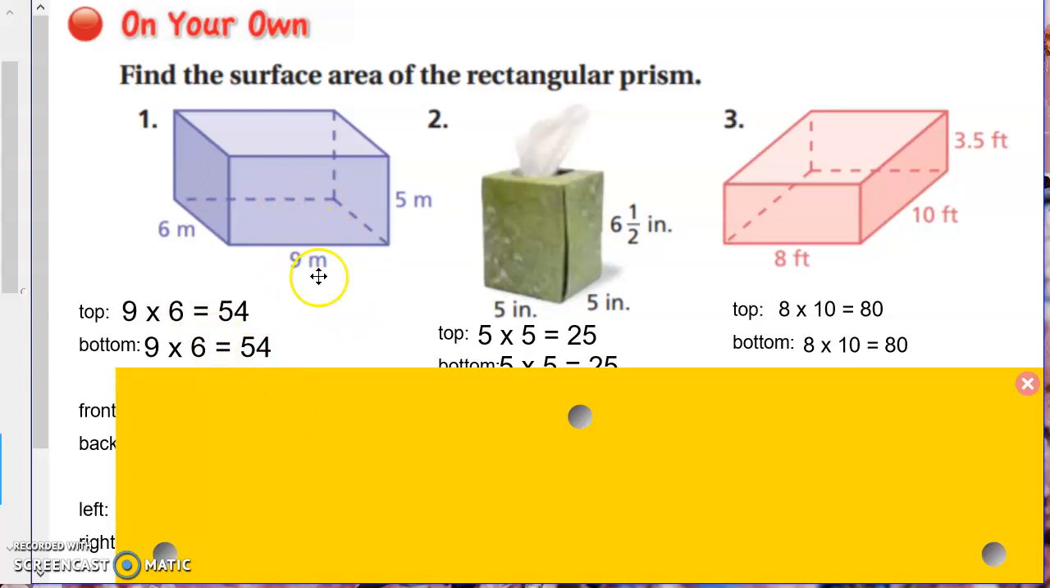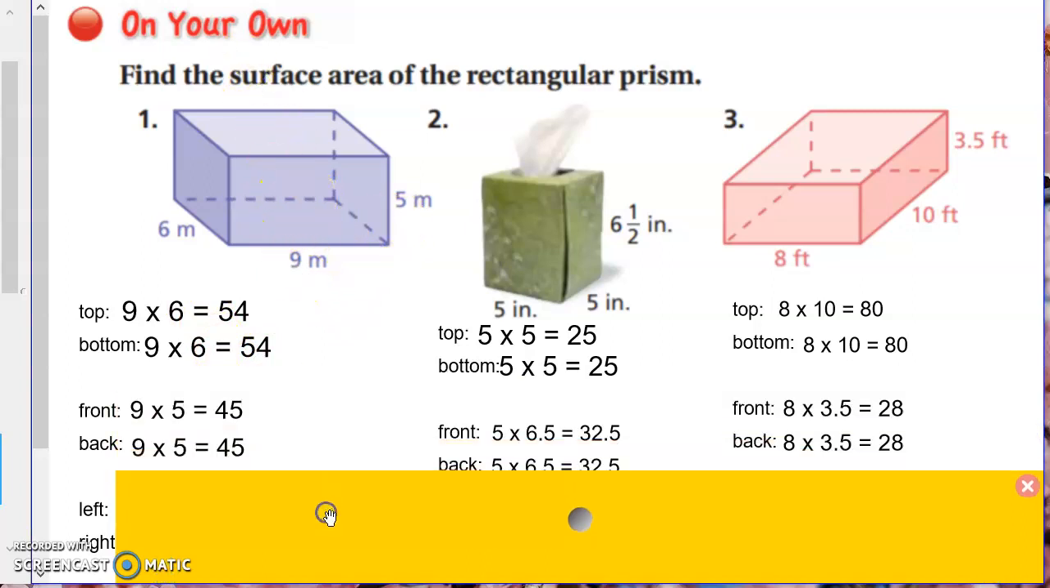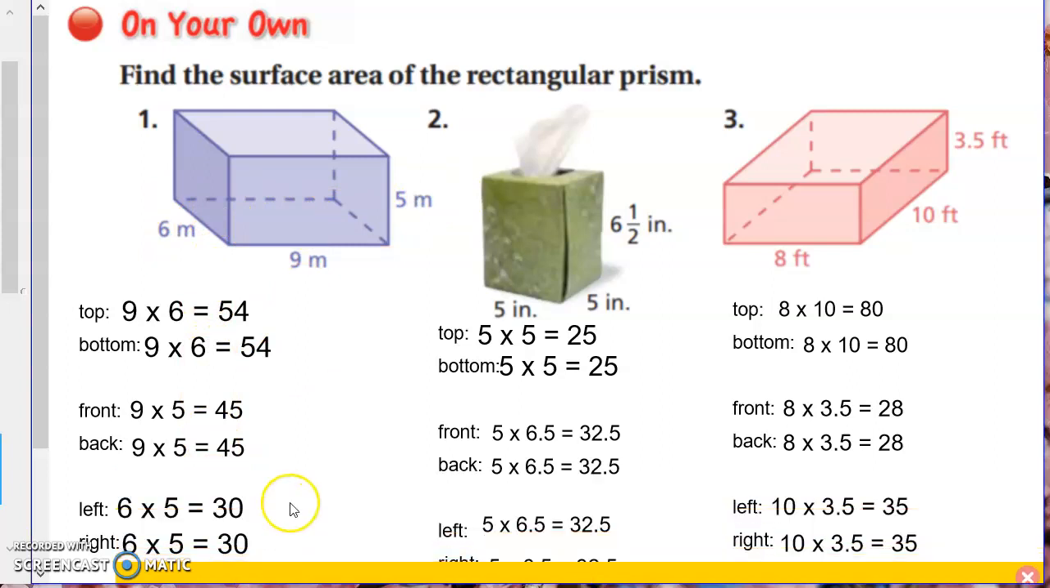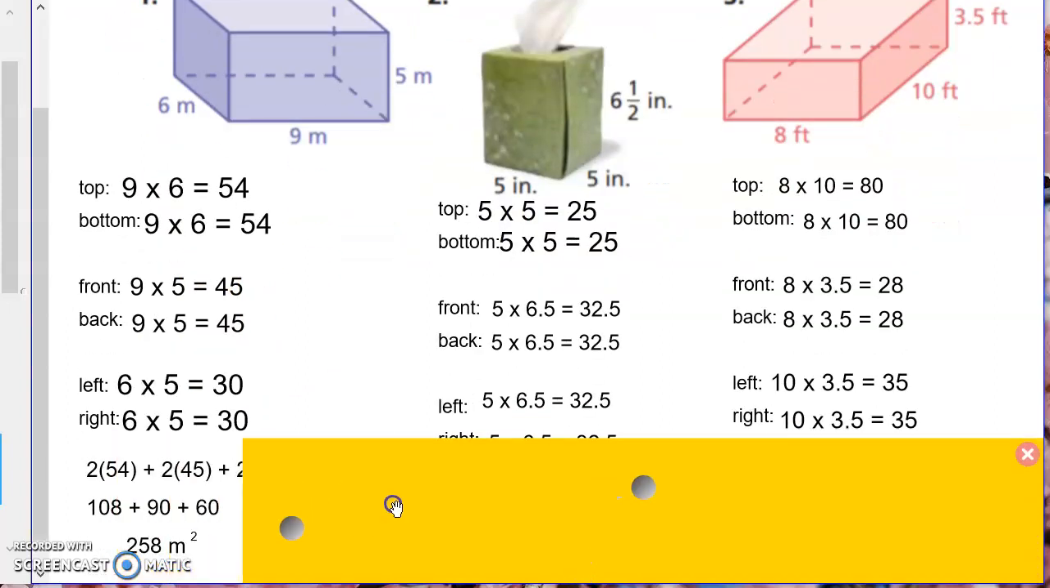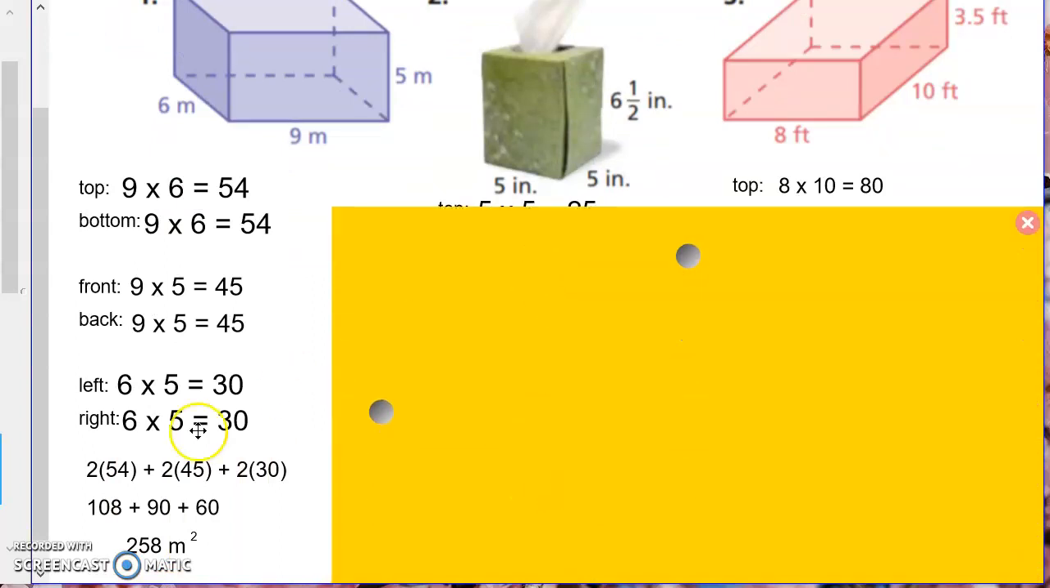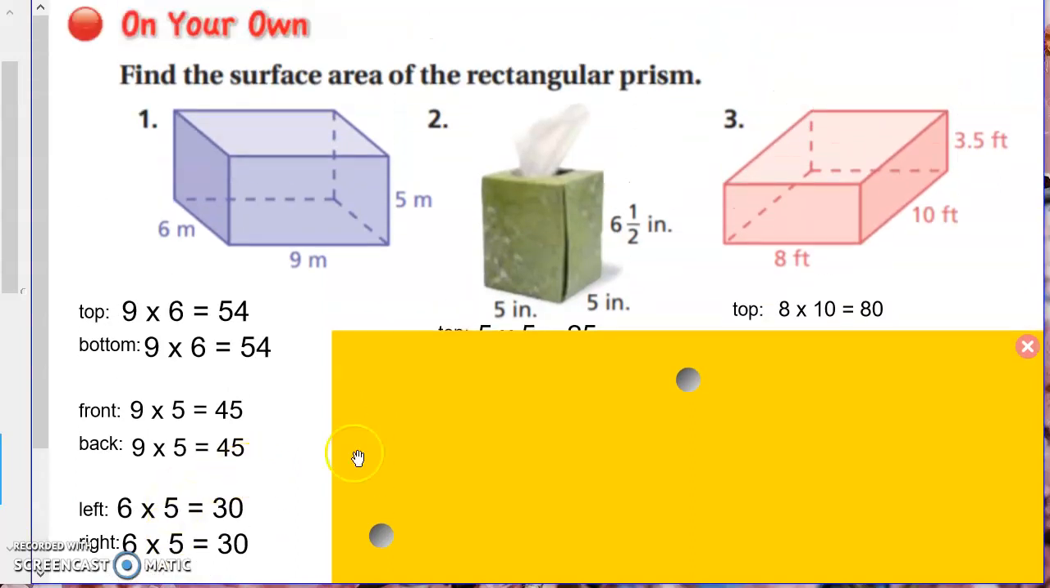The front would be 9 times 5, and the front and the back would be exactly the same. Oops, 9 times 5 is 45, excuse me. Then the left and the right would be 6 times 5, which is 30, and of course that would be the same for the left and the right. So then that takes me to 2 times 54 plus 2 times 45 plus 2 times 30. So 108 plus 90 plus 60, you should get an answer of 258 meters squared.